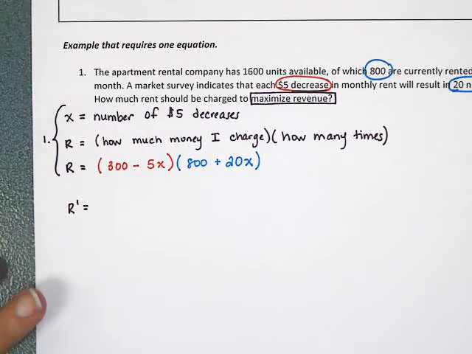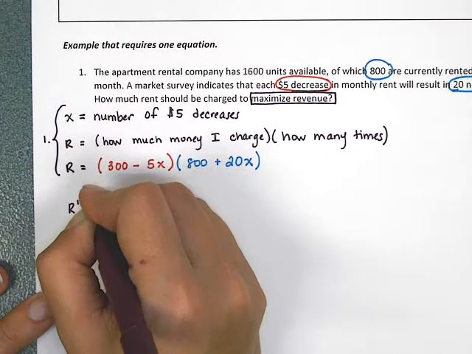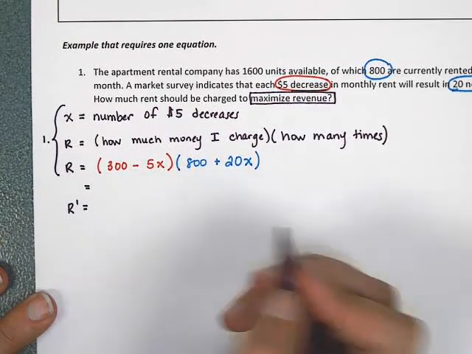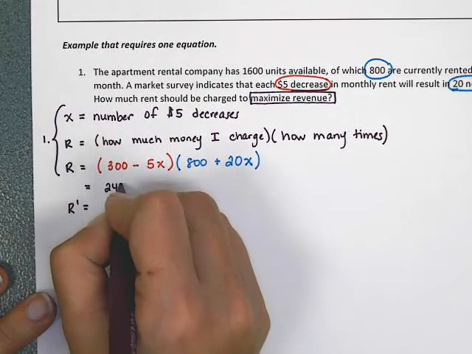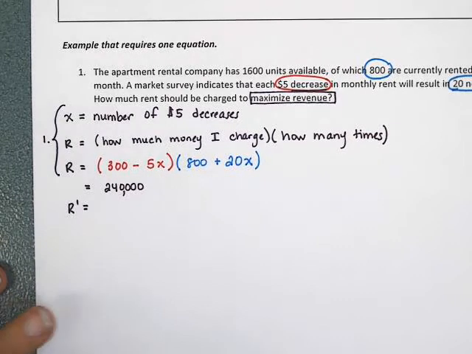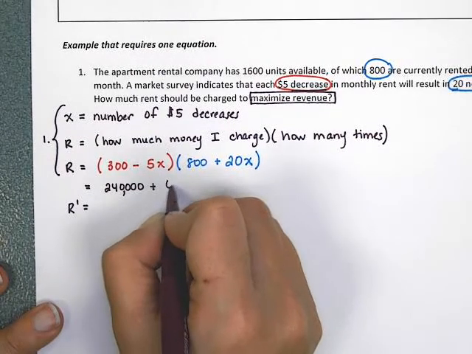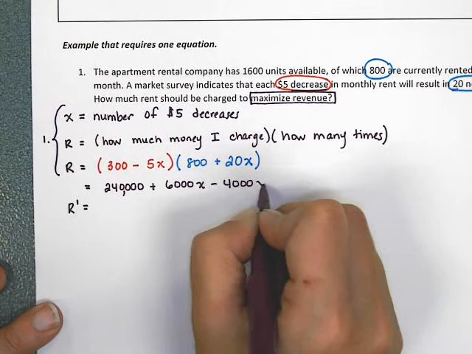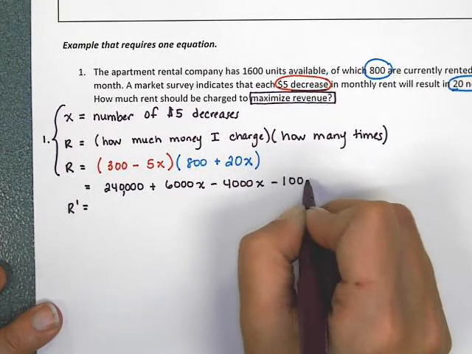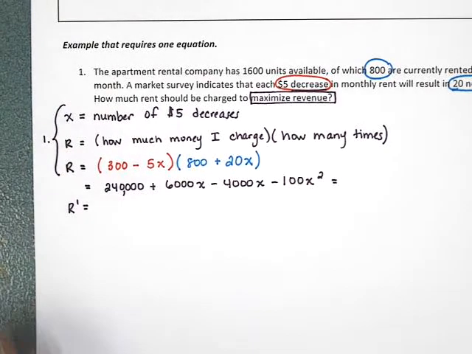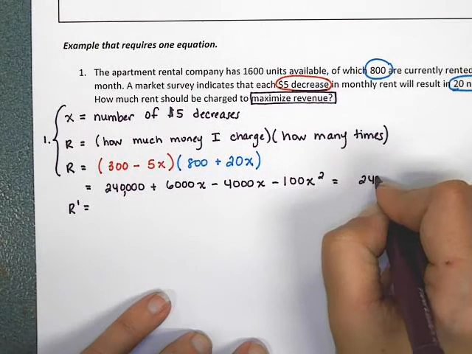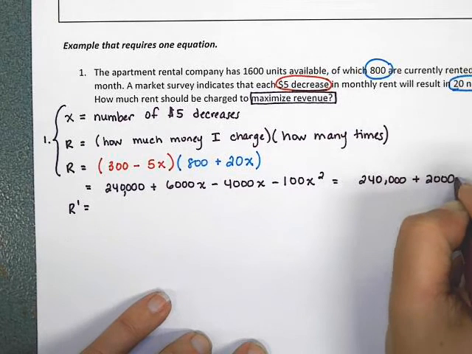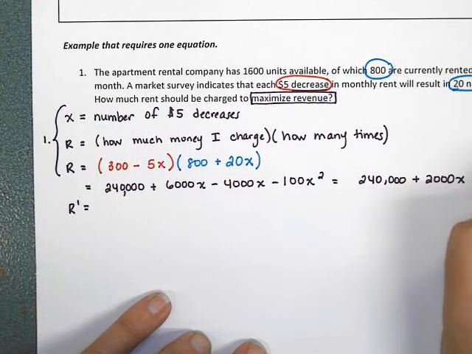Now, in order to do that, I think it's easier if I have a simplified version of R. So before I find the derivative, I'm going to multiply all of this together. So I'm going to have 240,000 plus 6,000x minus 4,000x minus 100x squared, just multiplying it out, which means I get 240,000 plus 2,000x minus 100x squared.